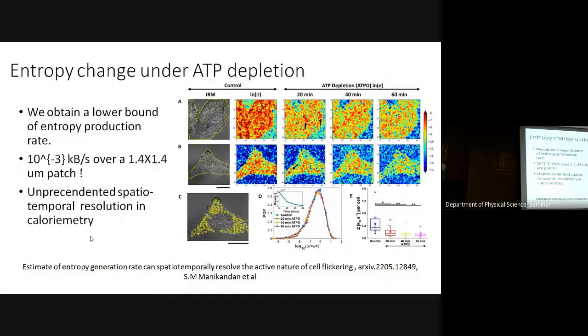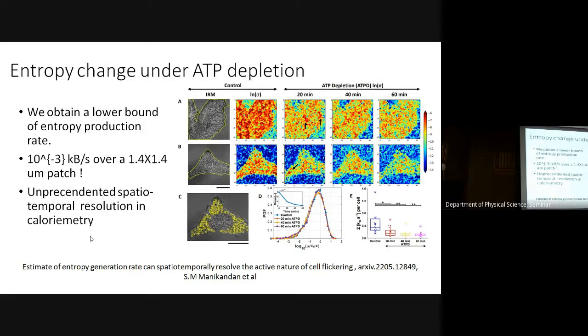So here you can see the actual cell in IRM. And over here, we are now depleting the cell of the ATP. So first, this is the normal cell. I call it normal, but Tanmay insists on calling it control. So here I am plotting log of sigma. And you can see clearly that this is a very different value from the background. Okay. And then we are depleting it of ATP. And you see the colors are getting weaker and weaker and weaker.